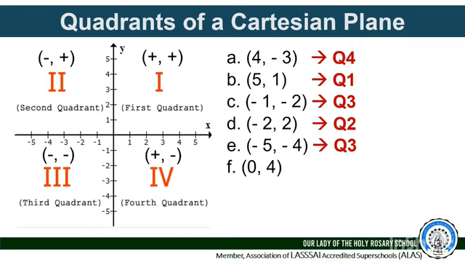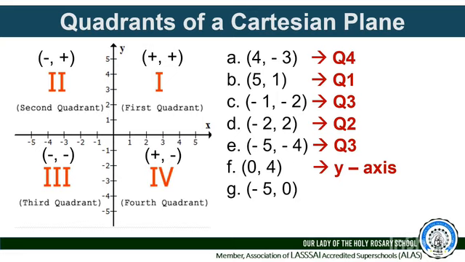Letter F, (0, 4). As you can see, the x-coordinate is 0. It's neither positive nor negative. So, in what quadrant will we find (0, 4)? Actually, this does not belong to any quadrant kasi wala siya sa loob ng quadrant. Nandun siya mismo sa axis. And since we have no value for x, then therefore, this will be seen on the y-axis. Kasi, y-coordinate lang ang meron sa given.